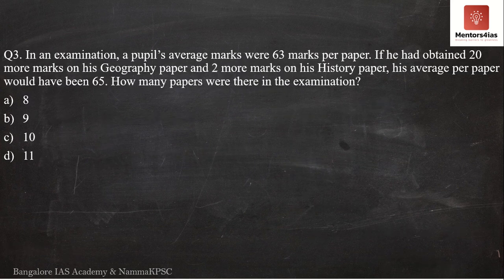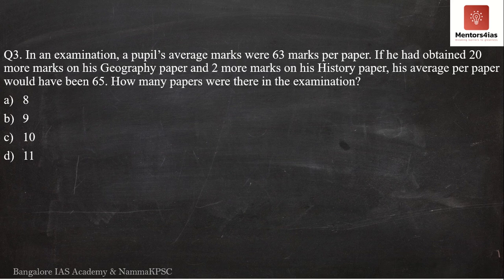Question number 3. Now, question number 3 says, in an examination, a pupil's average marks were 63 marks per paper. Now, if he had obtained 20 more marks on his geography paper and 2 more marks on his history paper, his average per paper would have been 65. So how many papers were there in the examination?